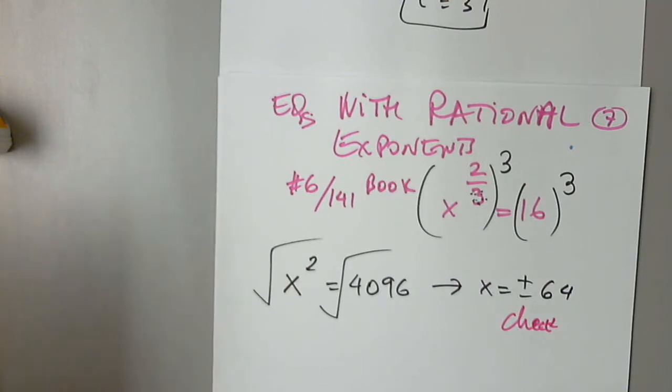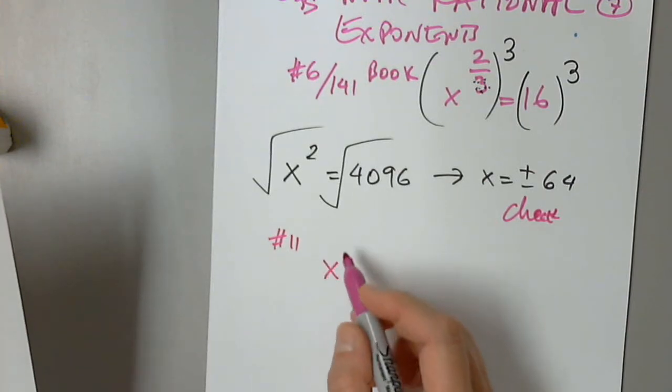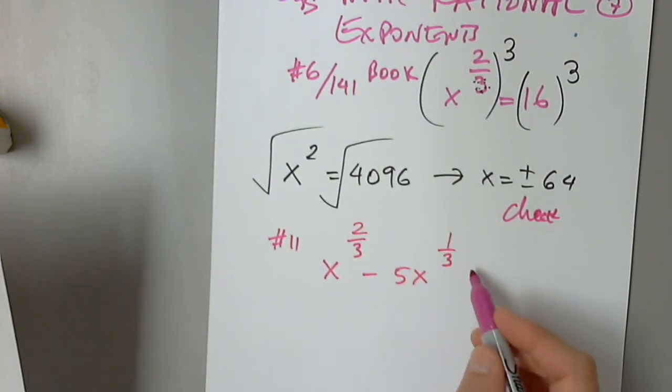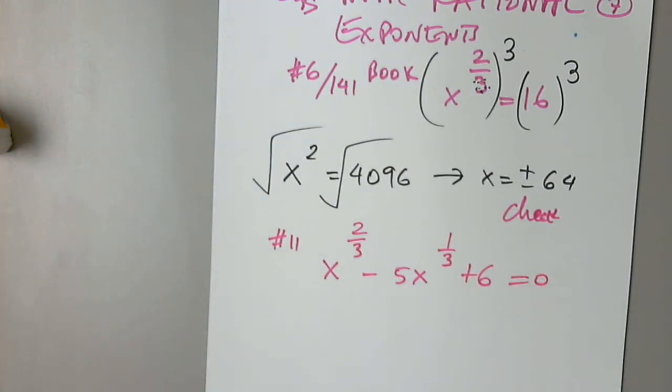Let's take a look at 11. X to 2/3 minus 5x to 1/3 plus 6 equals 0. Yes, you would say this is a radical equation, and I would have to say yes, but we cannot solve it as a radical equation unless, I shouldn't say we cannot. We can. We have to separate the radicals. But who wants to raise both sides to the third power with a binomial?